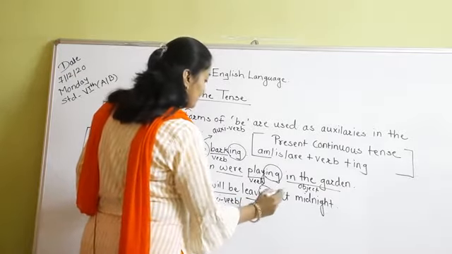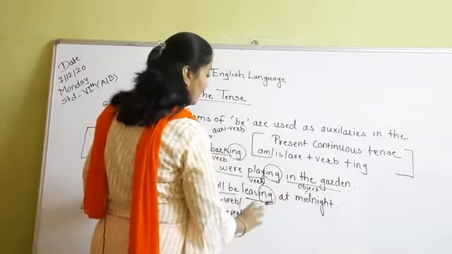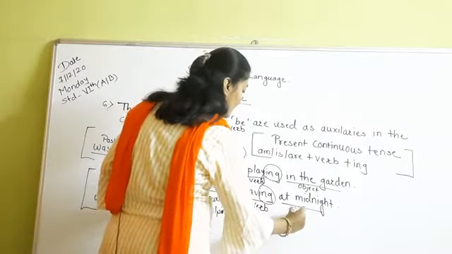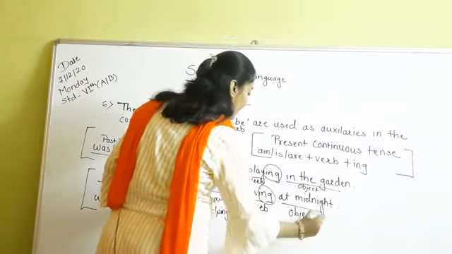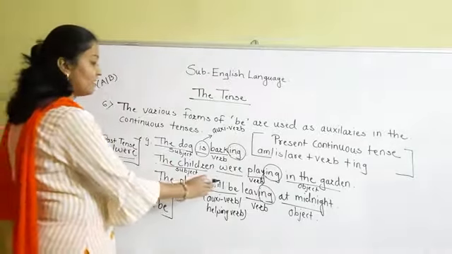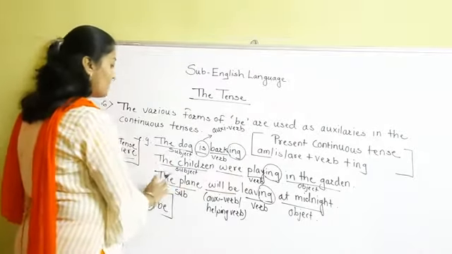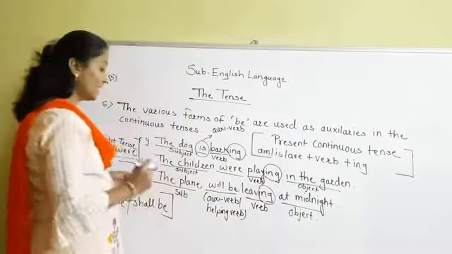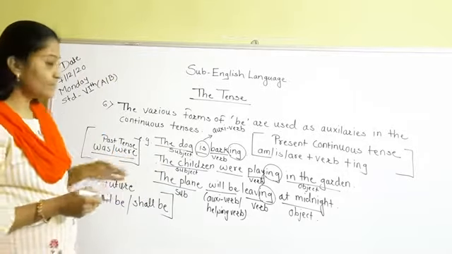"At midnight," this is the object. So, the plane will be leaving at midnight. This is our sentence, and this sentence is of future continuous tense. So have you understood, students?